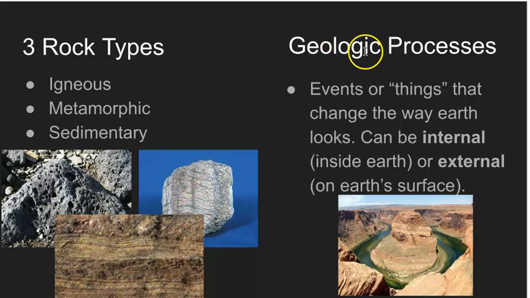Now, the geologic processes, which we'll talk about in our next video, are actually the things or events that create these different types of rocks and are responsible for a lot of the changes we see on the surface of the earth. These geologic processes can be internal or external, meaning that they can happen inside the earth or on the Earth's surface. We'll talk more about that later, but just keep in mind, those geologic processes are exactly what changes these different types of rocks from one to the other, or just makes those rocks in the very beginning anyway.